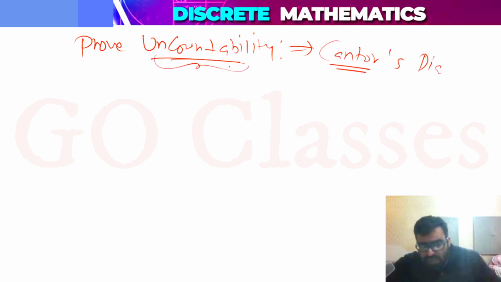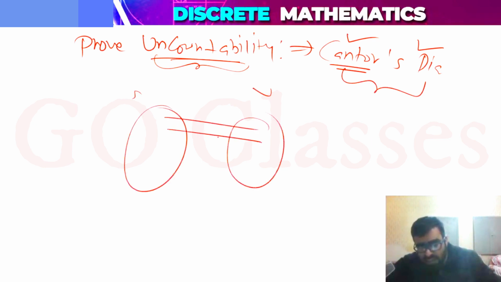If you want to prove uncountability, then you can use Cantor's diagonalization theorem. This one theorem, or this one procedure, is enough to prove most of the uncountability questions. All you need to do is just apply Cantor's diagonalization theorem. And this is a very fixed procedure actually. What you will do is assume countability. If S is countable, then there exists a bijection, a one-to-one correspondence.